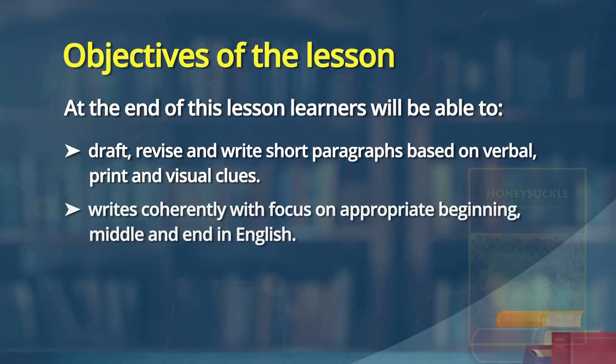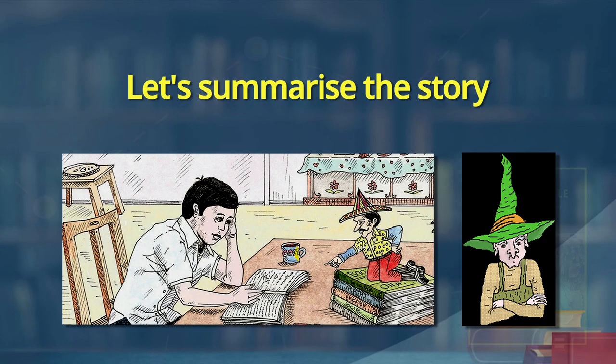Then how we are going to do it is, we will draft, jot down ideas. It's called the process approach to writing. And we write coherently with focus on appropriate beginning, middle and end. So like a good movie, there will be a beginning, middle and an end. Any story, you can notice it. So in writing also. Before we move on to the activities, let's summarize the story for better understanding, as well as our understanding.